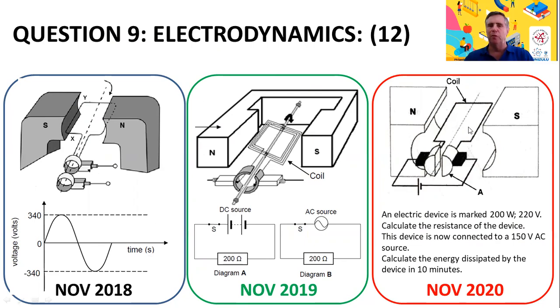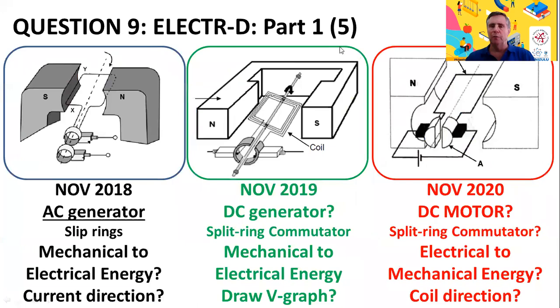There's a first part, which is some basic questions about either a motor or a generator. And then there's a second part using the equations to do an alternating current calculation. We'll look at all these questions very carefully at the end of this video. So the first part is normally 5 marks. And it's really some quite simple questions about generators or motors. Again, we will come back to this at the end of this video.